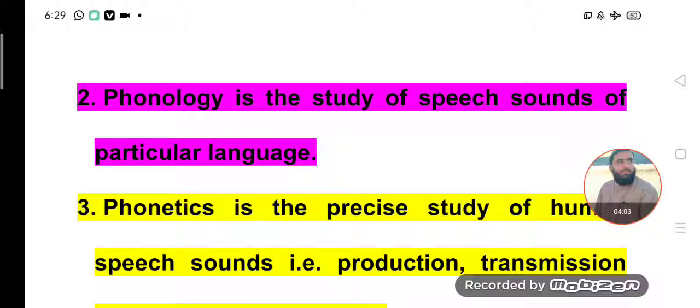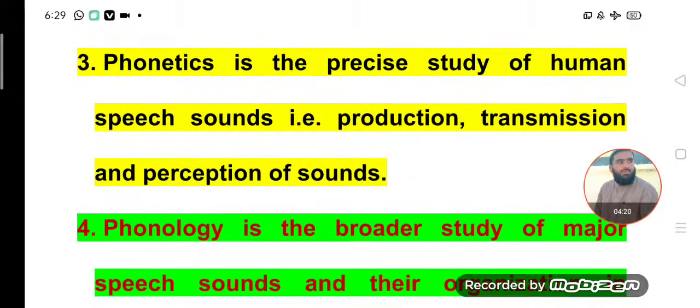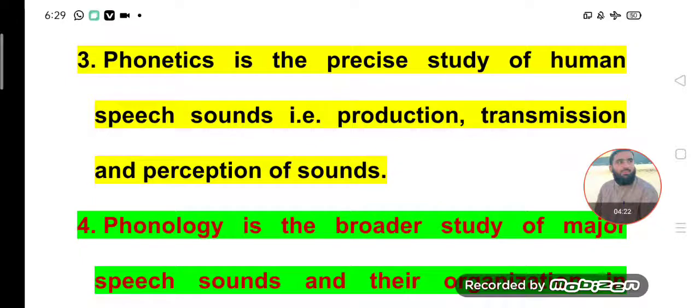So we have a particular phonology for a particular language. Or we can say that for each language, there is a particular phonological system of sounds. And phonetics is general for all languages. Phonetics is the precise study of human speech sounds. Precise means concise, brief, okay? Phonetics is the precise or concise study of speech sounds.